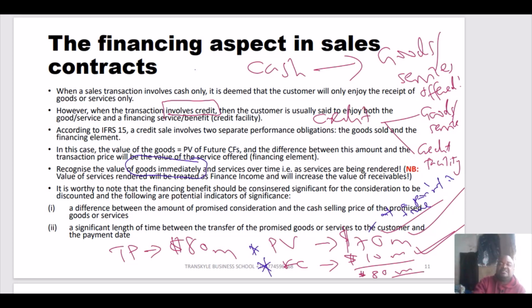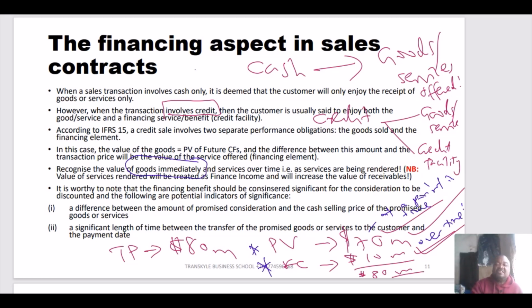Whereas this credit facility or service, remember the credit facility is actually a financing service, is going to be recognized over time. Why is it so? The issue is about the performance obligation. When a customer comes, we give them the goods, right? Because we gave them the goods and they are in control of the goods, we have satisfied the performance obligation on our part.